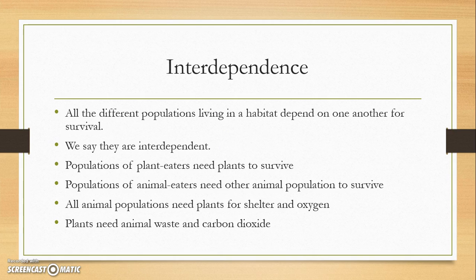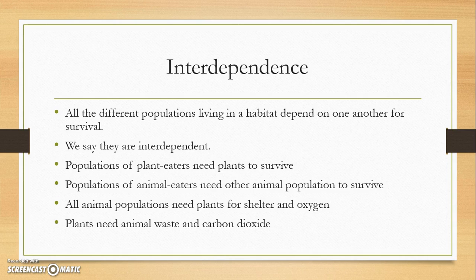Now, all these animals that live in the habitat need each other to survive, and we call that interdependence. Interdependent means they depend on each other to survive. Examples would be the population of plant eaters. If an animal eats plants, they need plants to survive, right? Or else they won't have any food to eat. Animals that eat other animals would of course need to find other animals to eat. So they do need all these animals to survive.